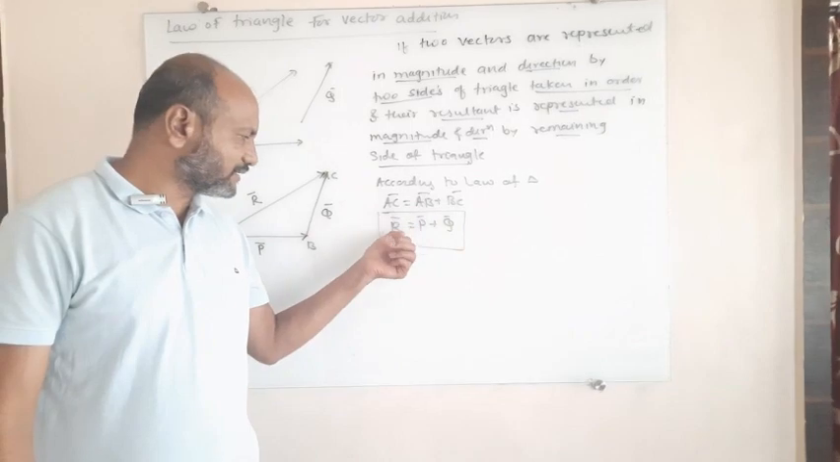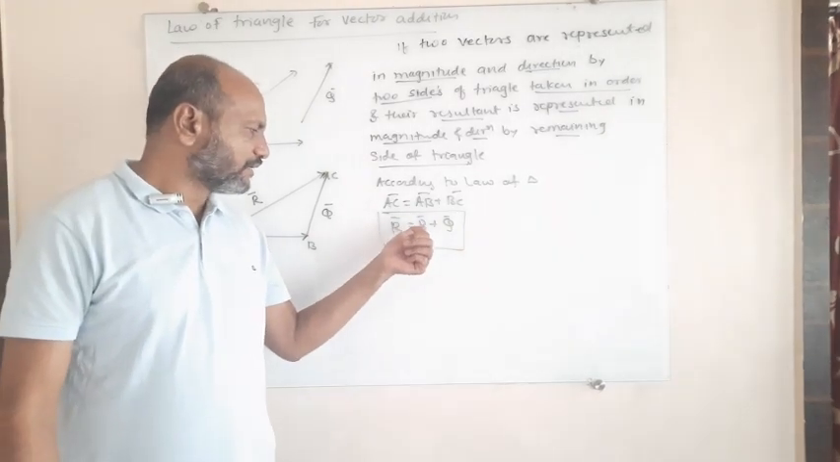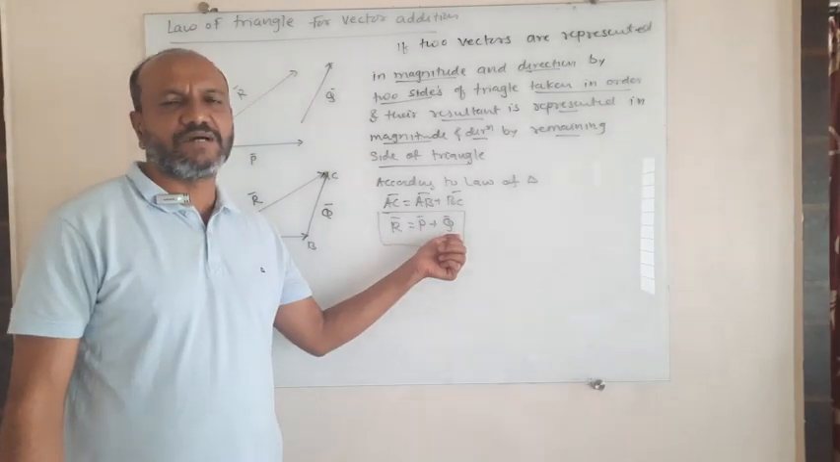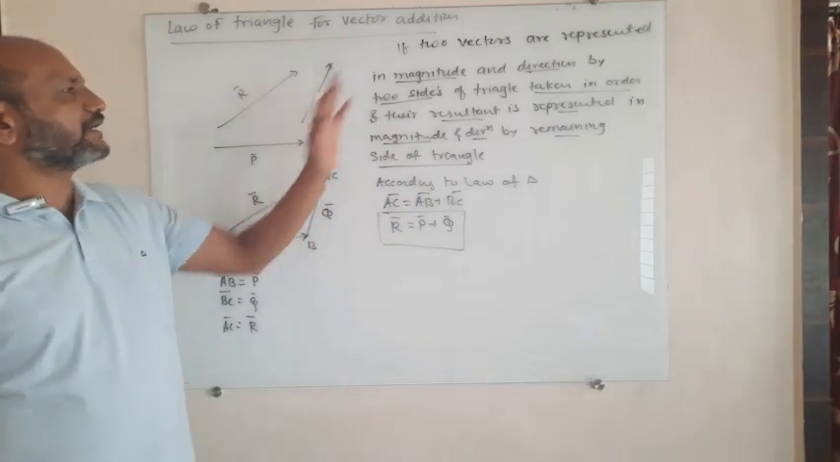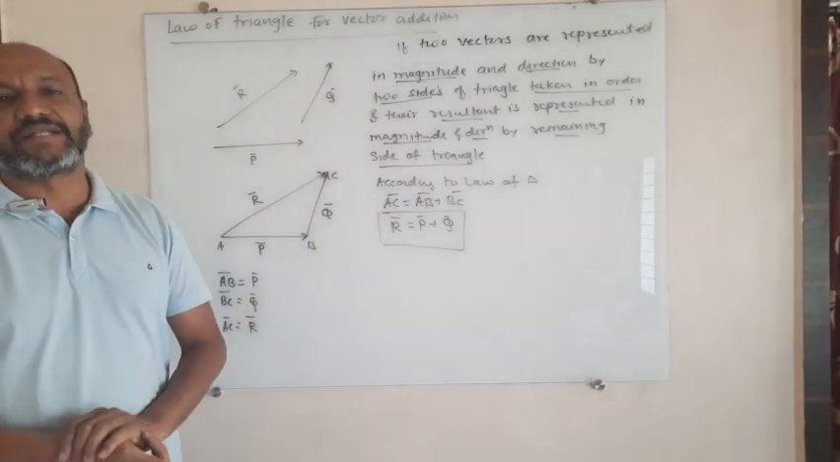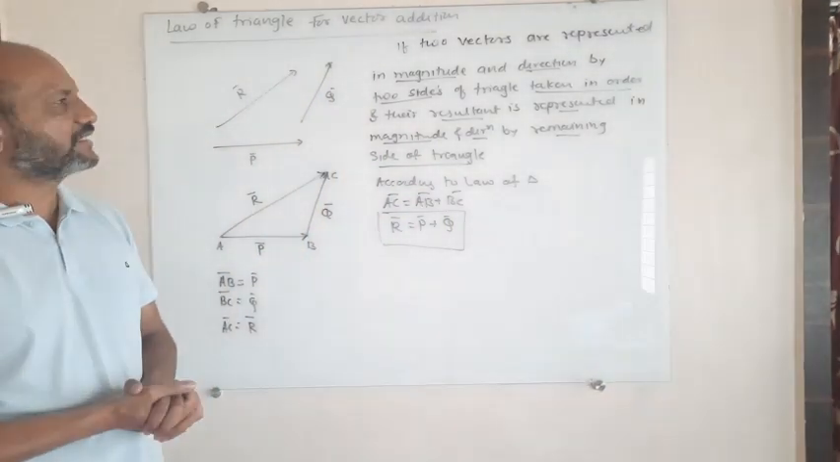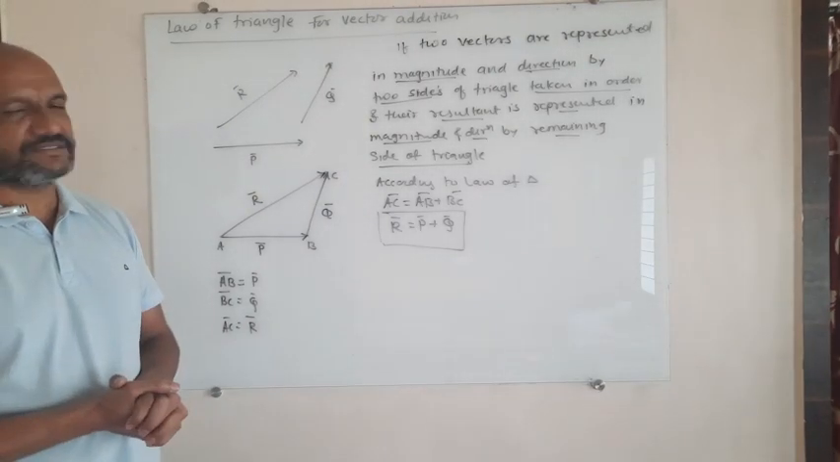This means R bar is the vector addition of vectors P bar and Q bar, and this law of triangle is the geometrical method for vector addition of two vectors.